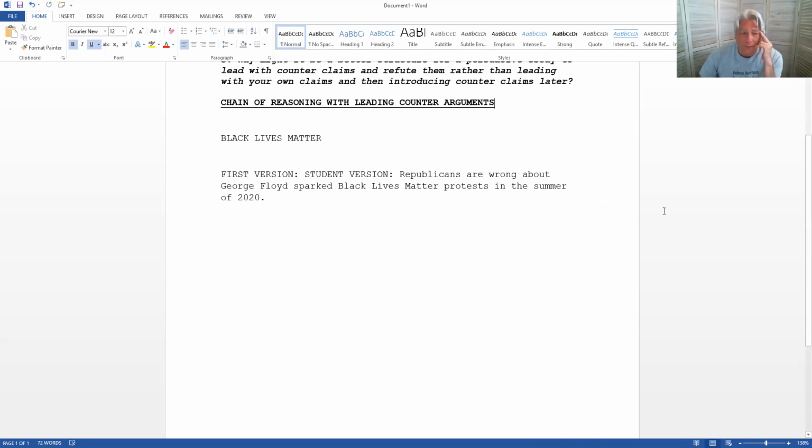Republicans are wrong about George Floyd sparked Black Lives Matter protests in the summer of 2020. Of course, now that I'm reading that, that reads really weird too. What the student means is the Black Lives Matter protests that were sparked by the George Floyd murder in the summer of 2020. But the way it reads is that George Floyd sparked the Black Lives Matter protests himself, but he was dead. So, you know, a little weird in the phrasing. But, you know, there are other problems of phrasing with this particular claim.